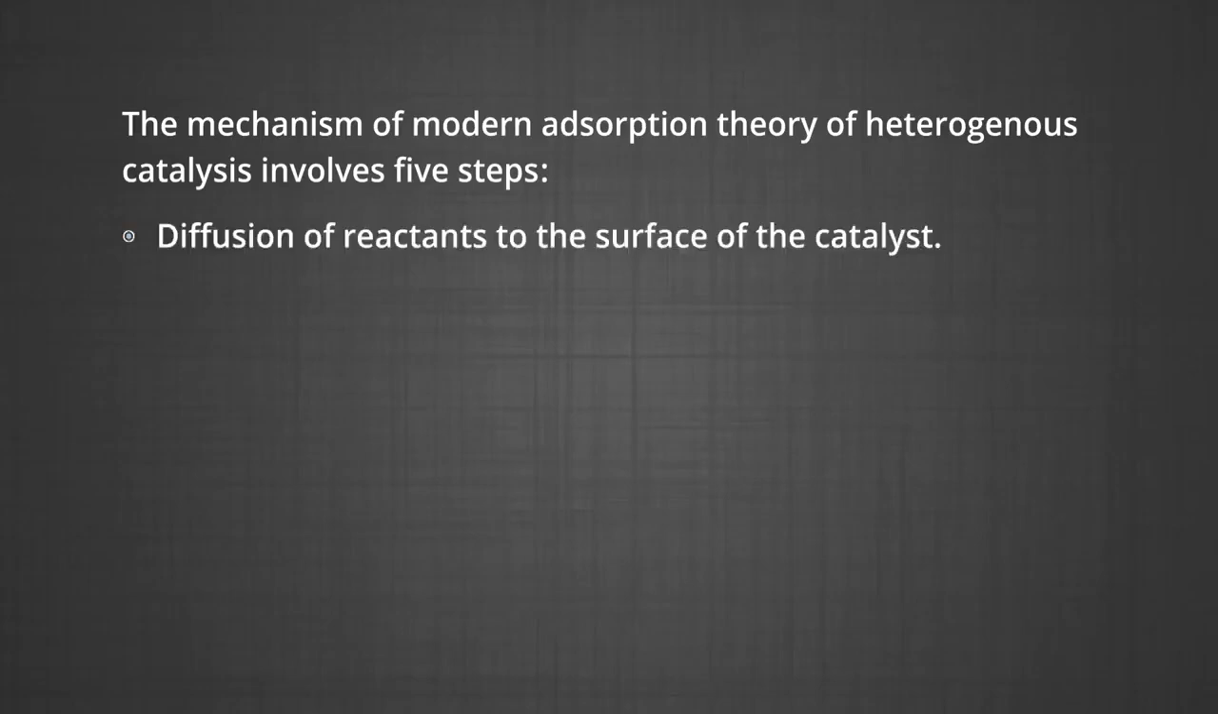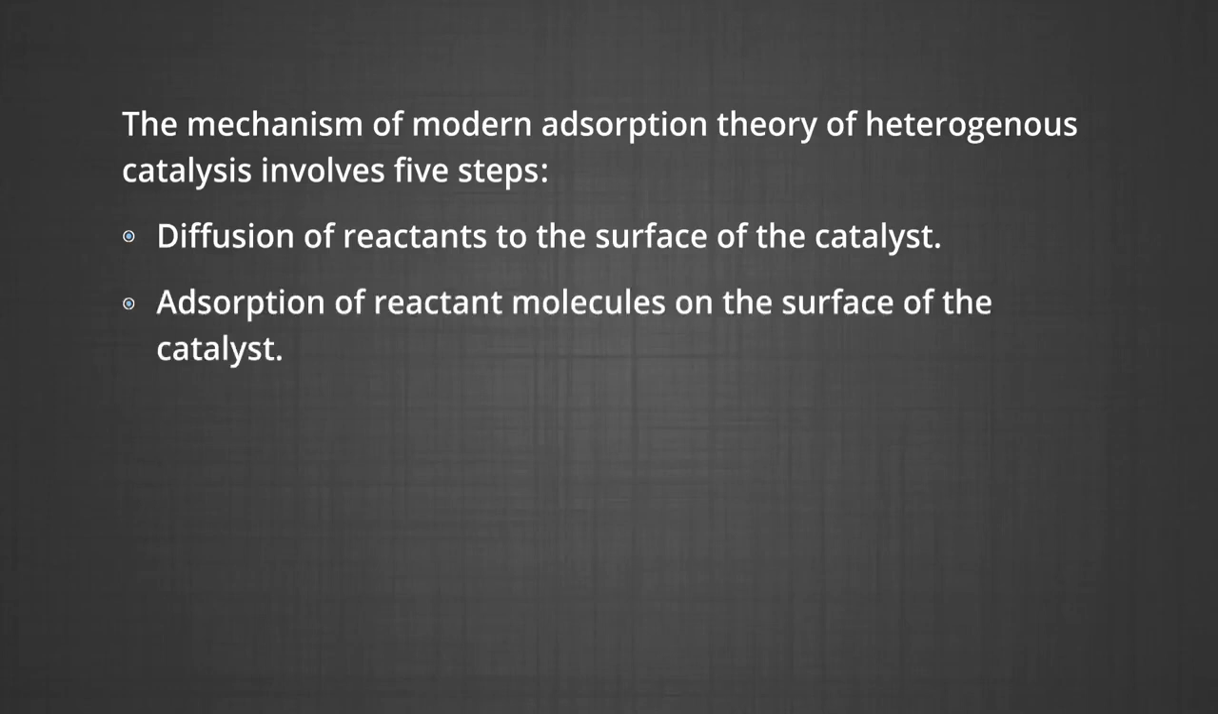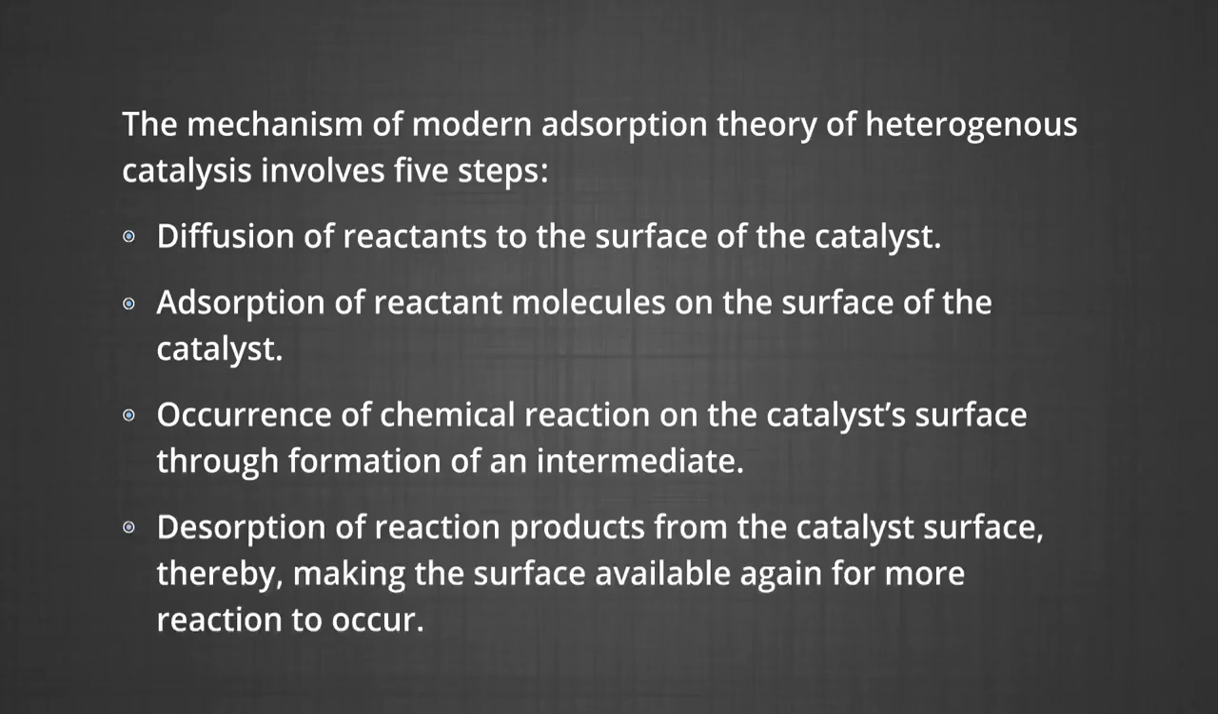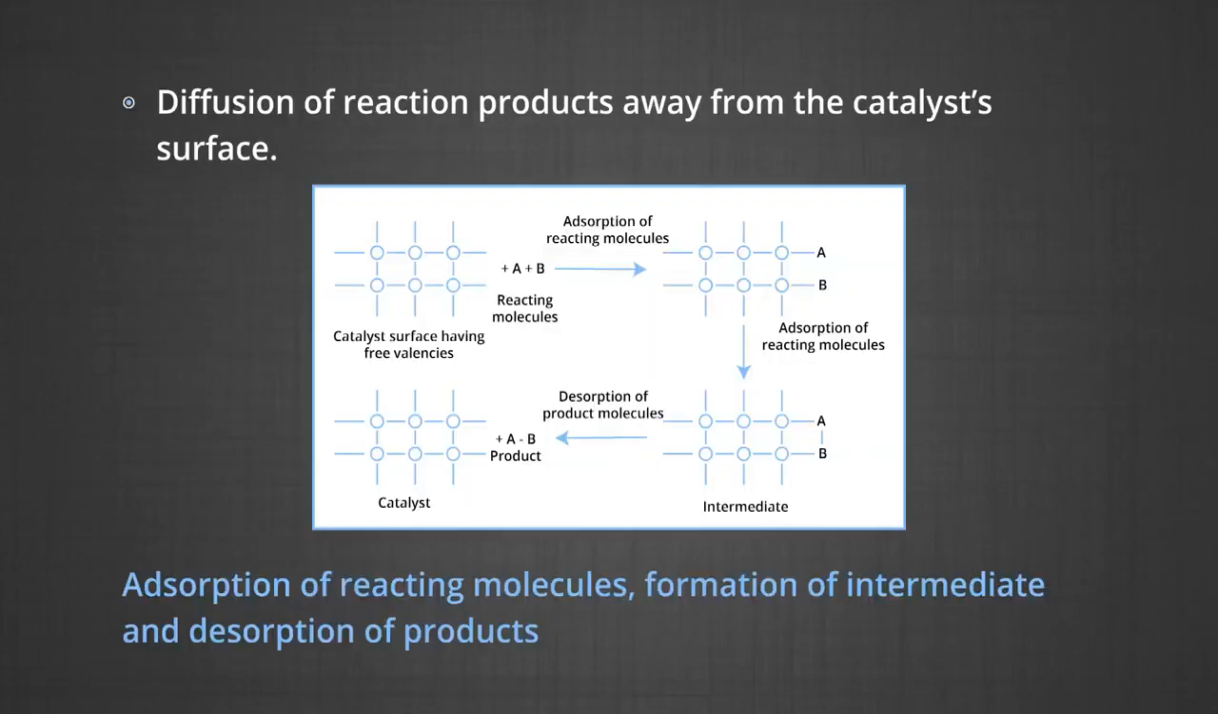Number 1, diffusion of reactants to the surface of the catalyst. Number 2, adsorption of reactant molecules on the surface of the catalyst. Number 3, occurrence of chemical reaction on the catalyst surface through formation of an intermediate. Number 4, desorption of reaction products from the catalyst surface, thereby making the surface available again for more reaction to occur. Number 5, diffusion of reaction products away from the catalyst surface. These steps are well illustrated in the diagram.